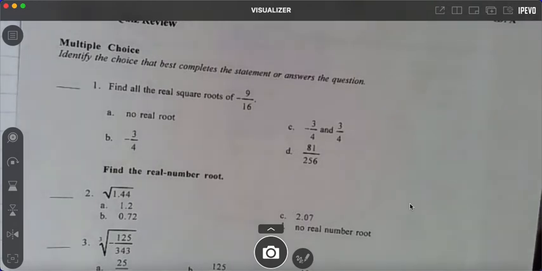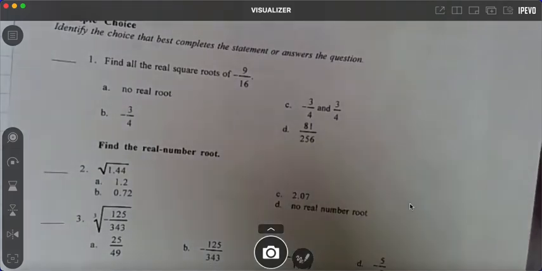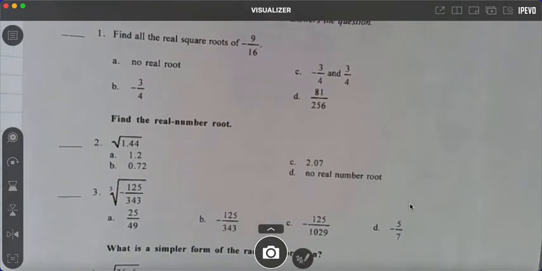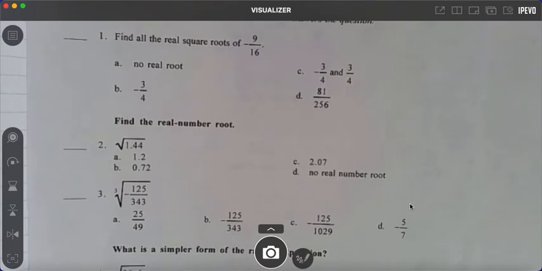Can you take the square root of a negative? No. You can take a cubed root. Yeah, but not a square root. So what is this answer? No real root. Does everybody understand that? No real root.